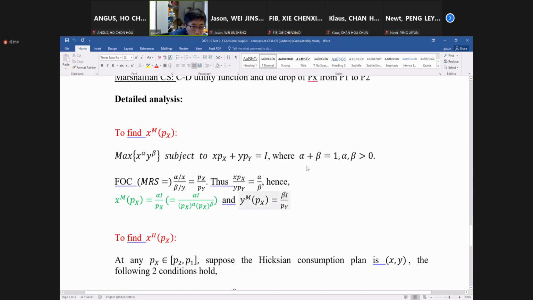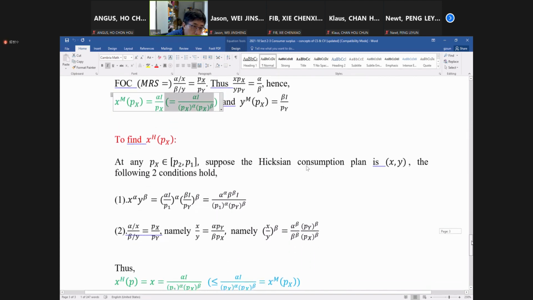Similarly for Y, 60% of the total budget goes on Y, so this is the money divided by the price. This is consumption for Y. For this step, at the moment, you can just ignore it. I did that for some other purpose, which will be clear very shortly. So this is the so-called Marshallian demand. Let's look at the Hicksian demand.